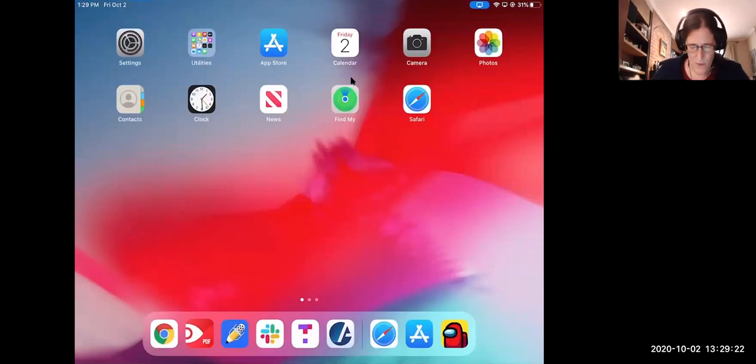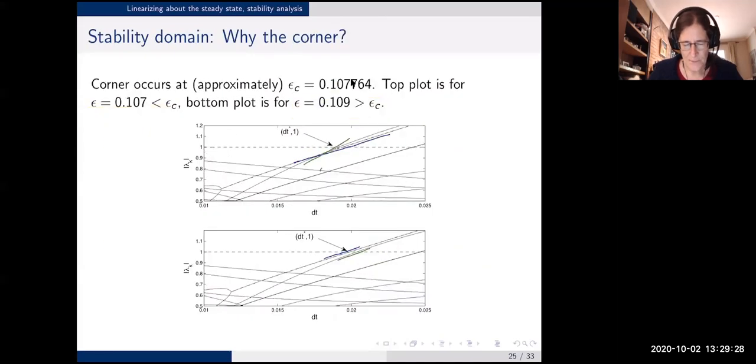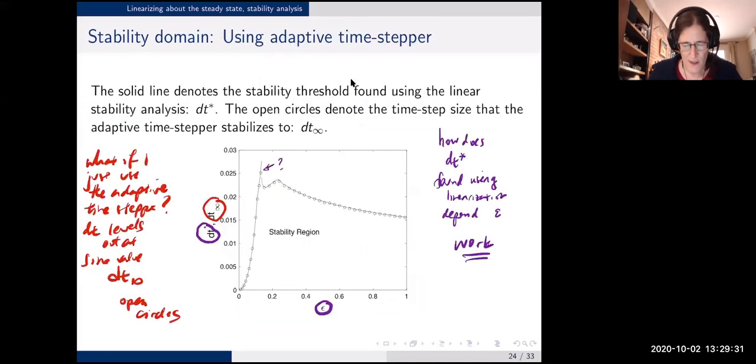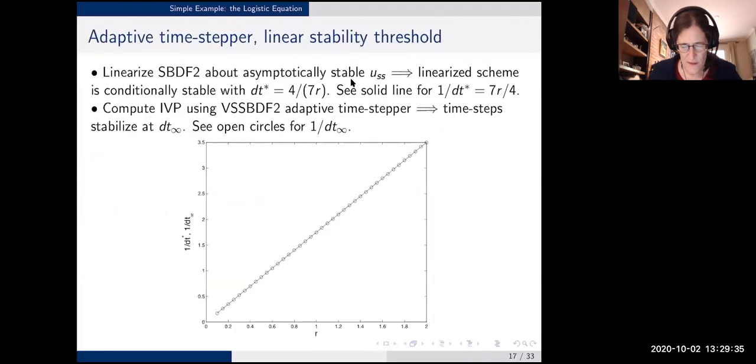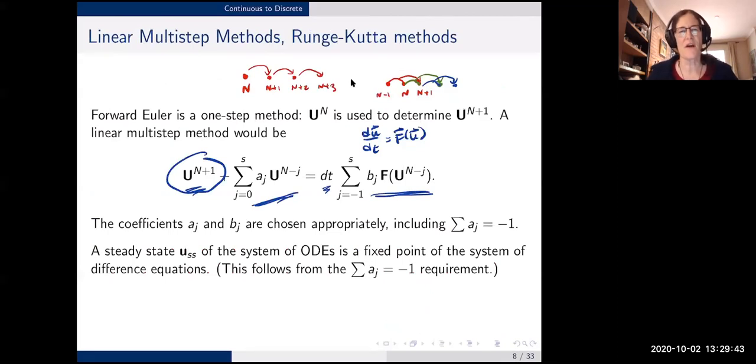Oh, so everything we did generalizes completely. So there are two things. For a multi-step method, whatever the multi-step method is, okay, here's a generic multi-step method.